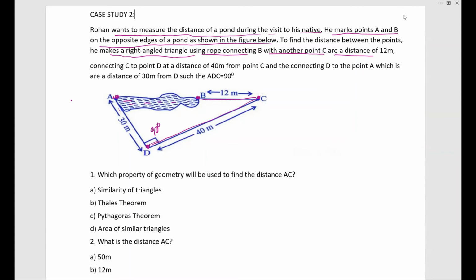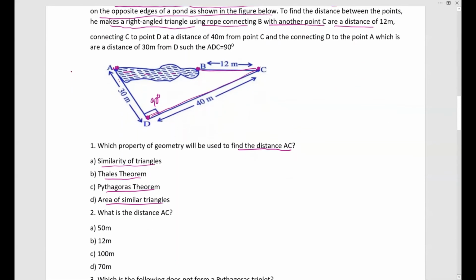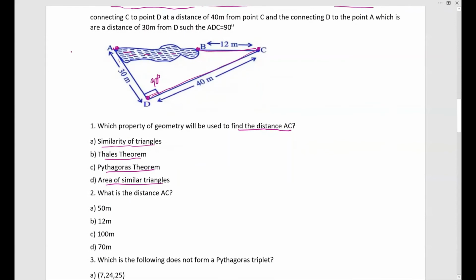Question is, what property of geometry will be used to find the distance of AC? Whether it will be similarity of triangles, Thales theorem, Pythagoras theorem, area of similar triangles. So it is clearly visible. He made 90 degrees. So it is your Pythagoras theorem. C is the answer.